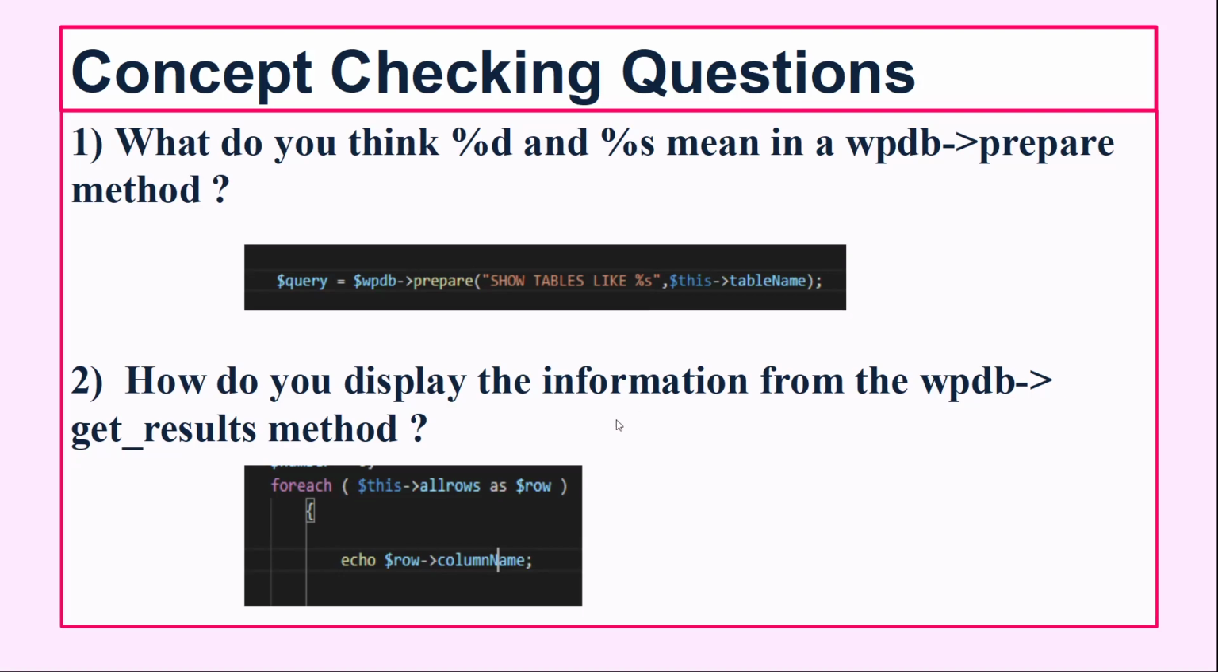How do you display the information from the get result method? Well, first you need to cycle through each of the rows that you have got from that get result method, and then you use this arrow to look at the column name. Remember, it's not any variables that you've stored in your PHP or in your class. It's that column name in the database or in the table.